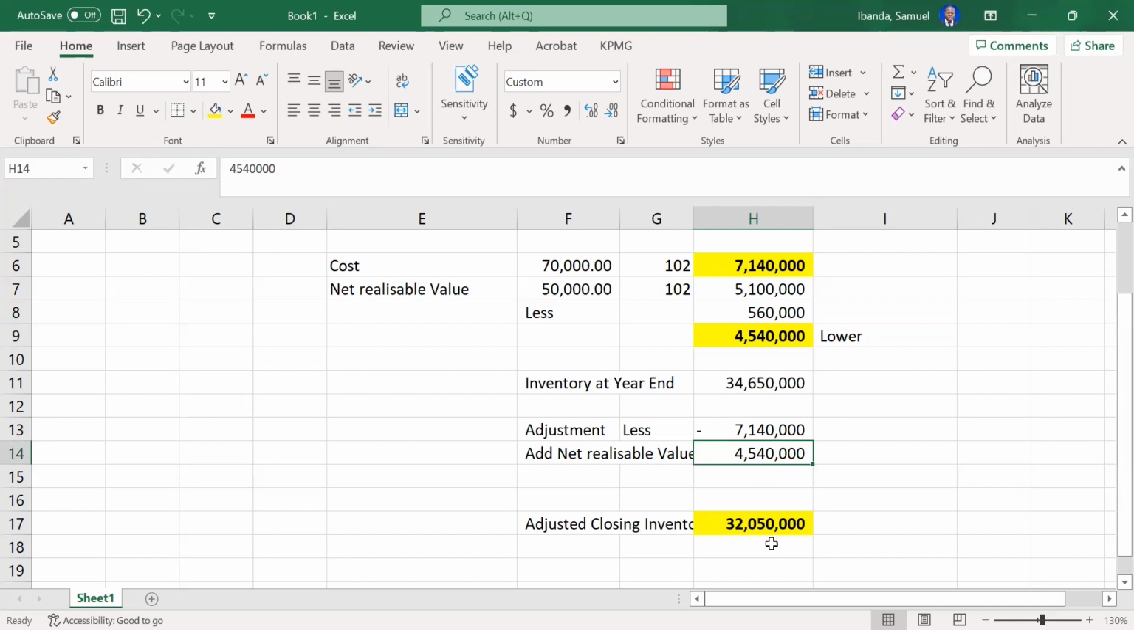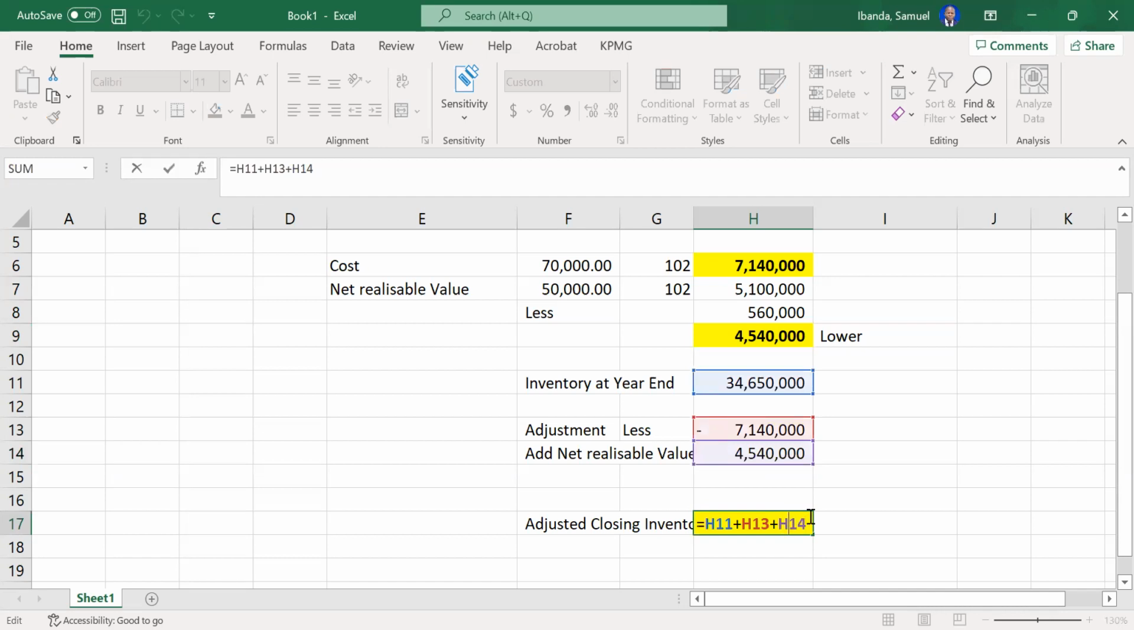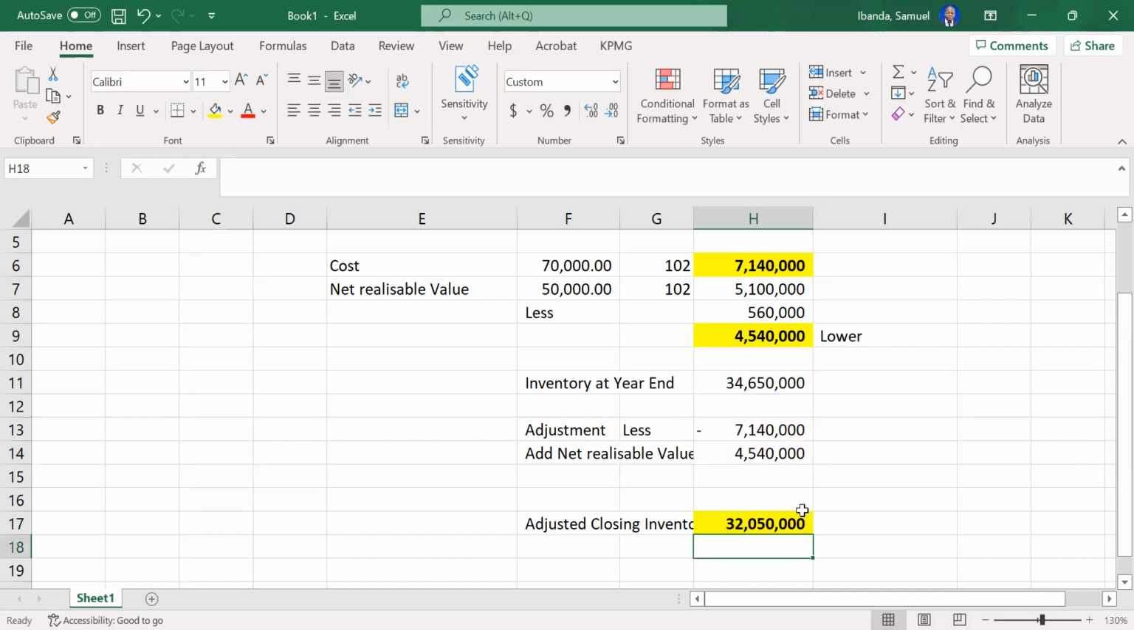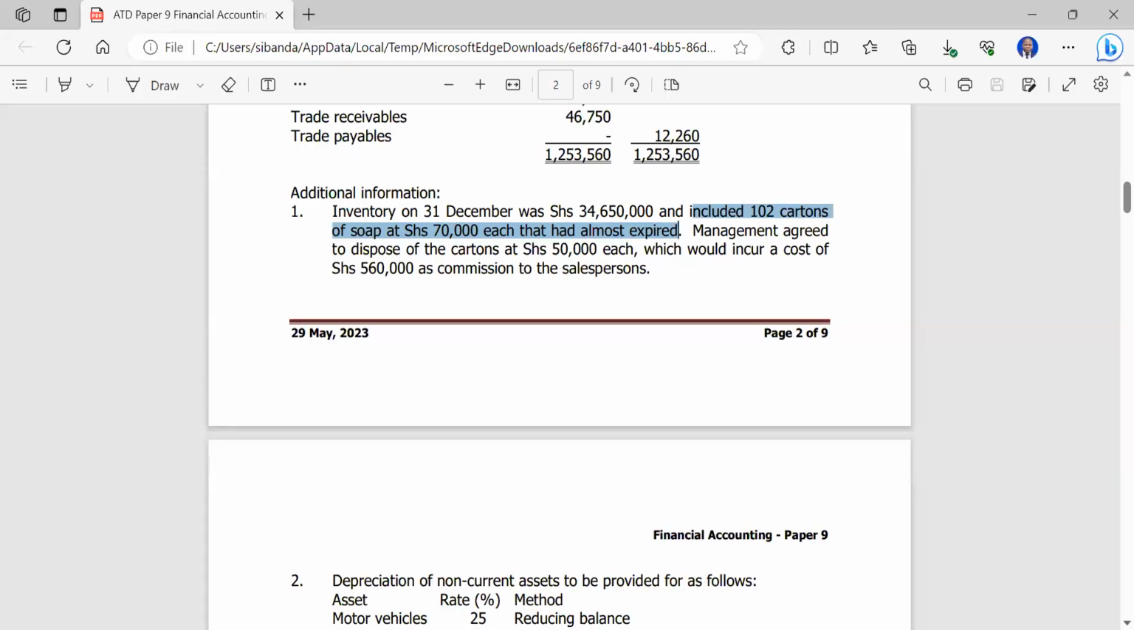So that is why what I'm going to do is take the 34,650 minus the 7,140, and I add the 4,450. You've now understood. Okay. Have you understood? Yes. So my new inventory will now be valued at 32,050,000. Yes. So that is the reason.